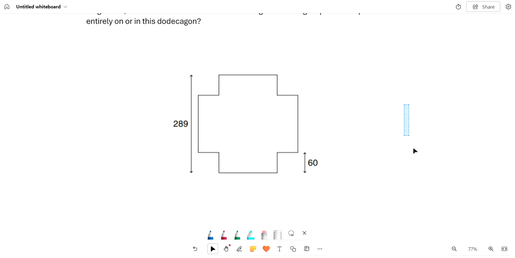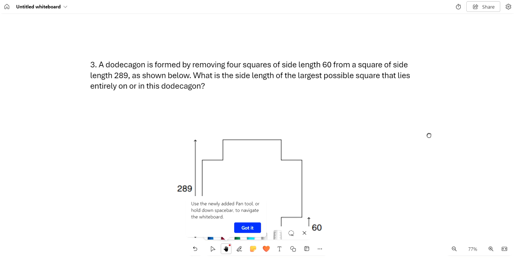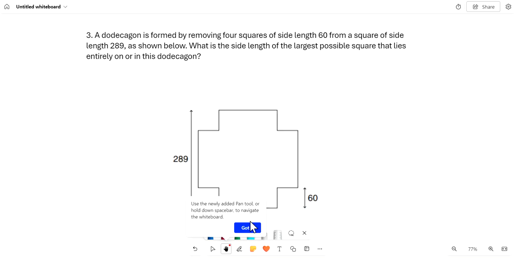So this is week 58 quiz, and number 3 says a dodecagon is formed by removing 4 squares of side length 60 from a square of side length 289, as shown below. What is the side length of the largest possible square that lies entirely on or in this dodecagon? So we first picture what the square would look like, and it would look something like this.